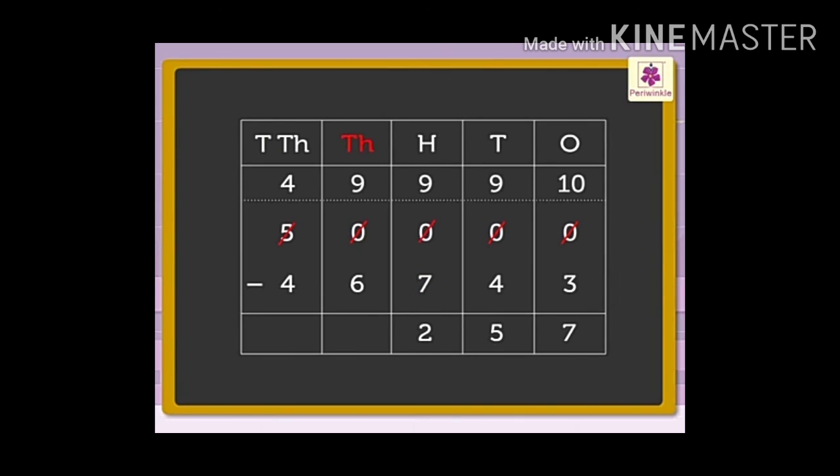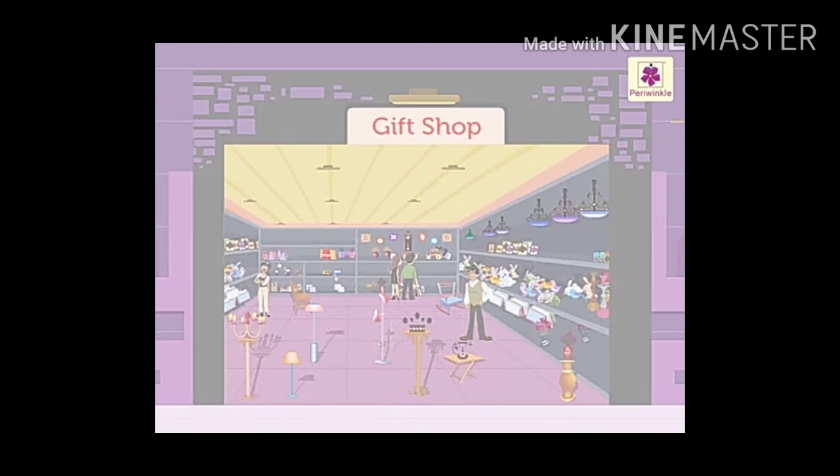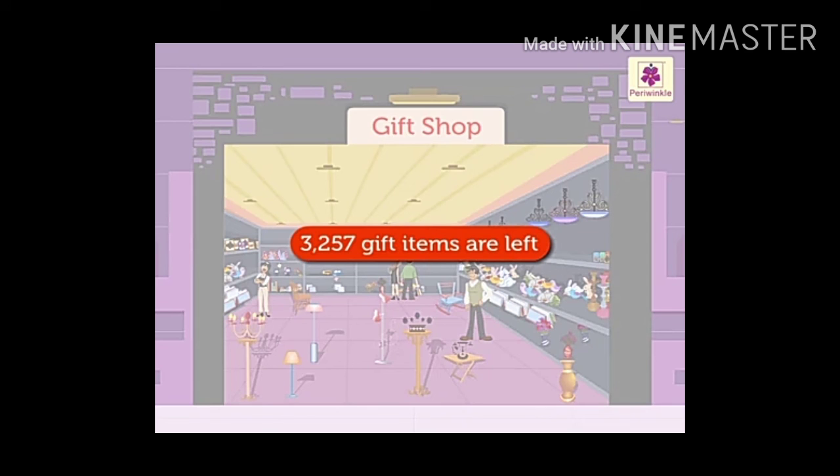Now comes the thousands place. 9 minus 6. What is the answer? Yes, 3. Now 10,000 place. So here 4 remains. So 4 minus 4, you get 0 only. This is the way we have to subtract the numbers with zeros.